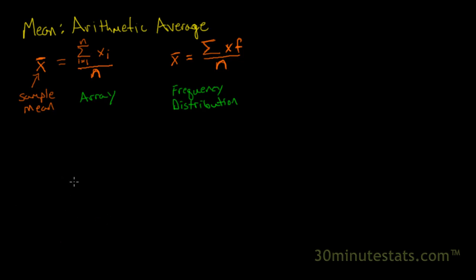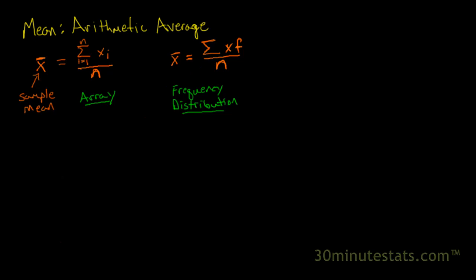Hello. In the last video, you saw an example of calculating the mean, or the arithmetic average, using a frequency distribution. At the beginning of our series, you saw how to calculate the mean with an array of data, simply by summing up the values of the variable, x in this case, divided by the total sample size, or n. With a frequency distribution, we're going through the same process, but because we're using a table, we're going to multiply the value of x by the frequency first. Then we'll sum up those products and we'll divide by n.